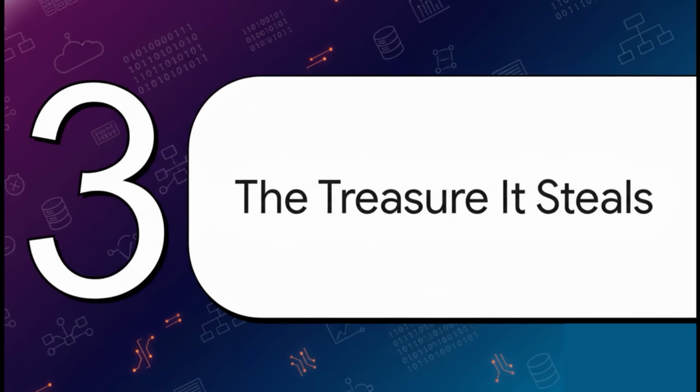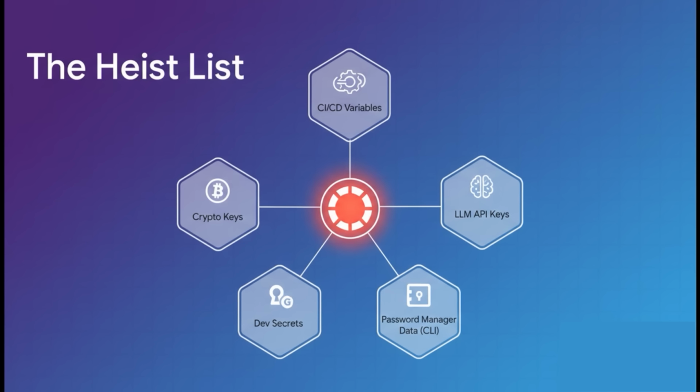Which brings us to the why. What is this worm actually after? Well, the short answer is pretty much everything a developer cares about. The shopping list is just wow. It immediately hunts for any cryptocurrency keys it can find, mnemonics, private keys, all of it. Then it pivots to developer secrets like your NPM and GitHub tokens, which it can then use to spread itself to your projects.